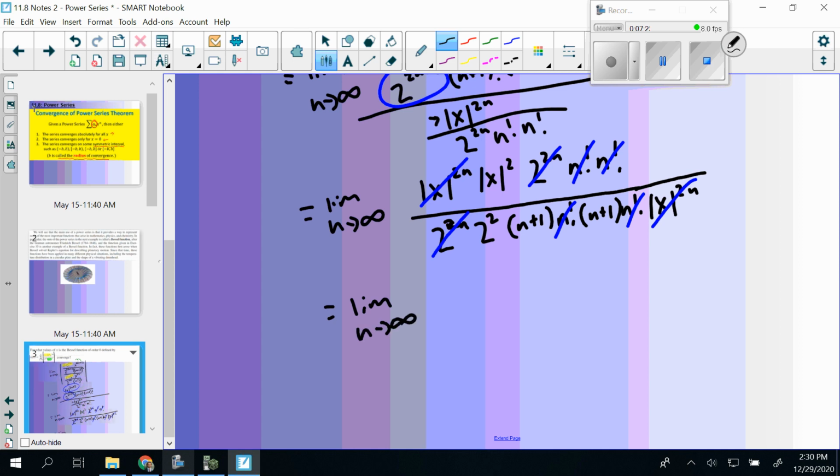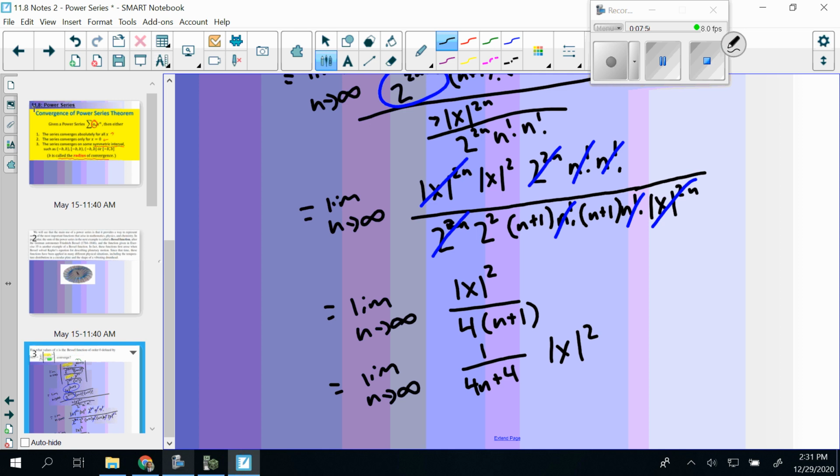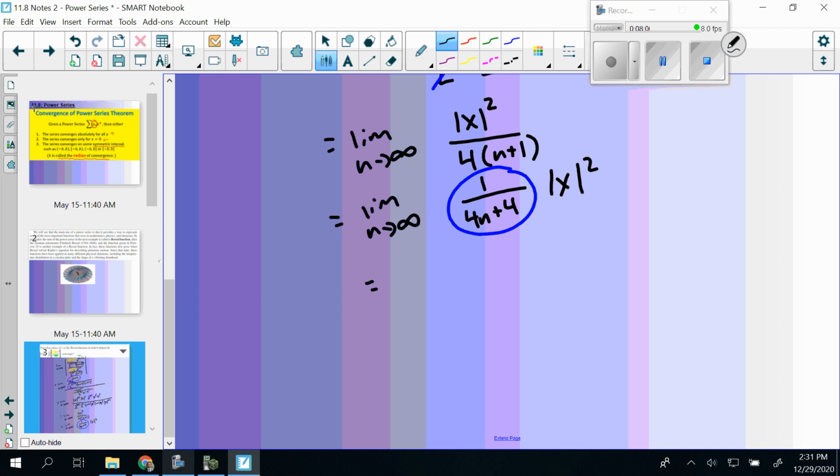So we still have absolute value of x squared. On bottom there, 2 squared is going to be 4 to the n plus 1. Another way I could write that if I wanted would be, I'm going to move the absolute value squared over here. So then we would have the fraction of 1 over 4n plus 4. So as we go to infinity, what do we know about this? That's going to go to 0.